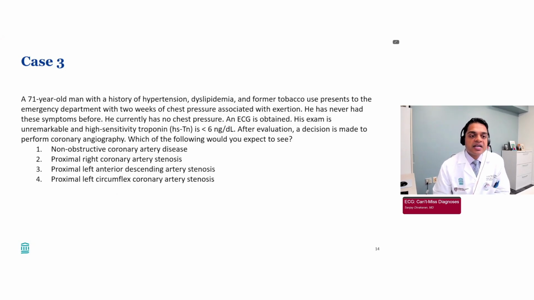Case three, a 71-year-old man with a history of hypertension, dyslipidemia, and former tobacco use presents to the ED with 2 weeks of chest pressure associated with exertion. He has never had these symptoms before. He currently has no chest pressure. An ECG is obtained. His exam is unremarkable, and his high sensitive troponin is less than 6 nanograms per deciliter. After evaluation, a decision is made to perform a coronary angiography. Which of the following would you expect to see?